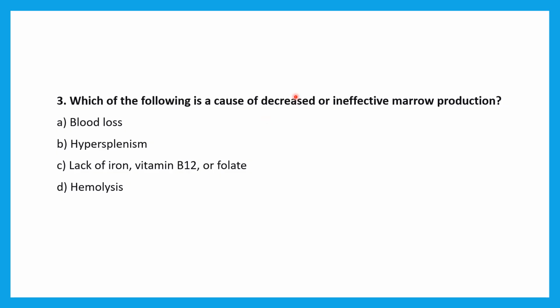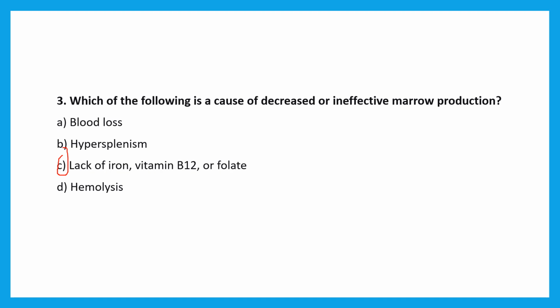The cause of decreased marrow production or ineffective marrow production. We are talking about the bone marrow, which is one of the major sources of blood production. Now, which one do you think is the right answer among the answers that we have from A to D? So the correct answer is C, right? The correct answer is C.